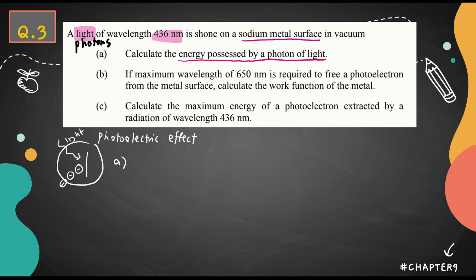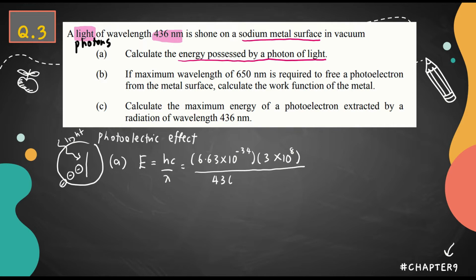To answer A, we just need to calculate the energy for the photons or the light. The equation is hc over lambda. So substitute h, 6.63 times 10 to minus 34, c is the velocity of light, 3 times 10 to 8, over lambda, 436 times 10 to minus 9. Then your E is supposed to be 4.56 times 10 to minus 19 joule.